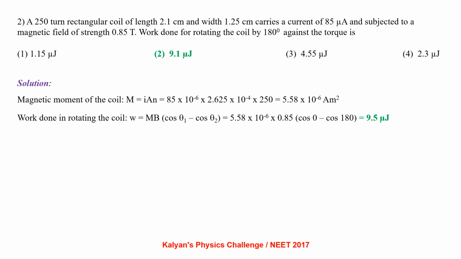Work done in rotating the coil is given by the formula MB (cos theta 1 minus cos theta 2). So magnetic moment we just calculated to be 5.58 into 10 power minus 6. The magnetic field strength is 0.85 Tesla. It is rotated by an angle 180, so theta 1 is 0, theta 2 is 180. So by the calculation we obtain work done equal to 9.5 microjoule.